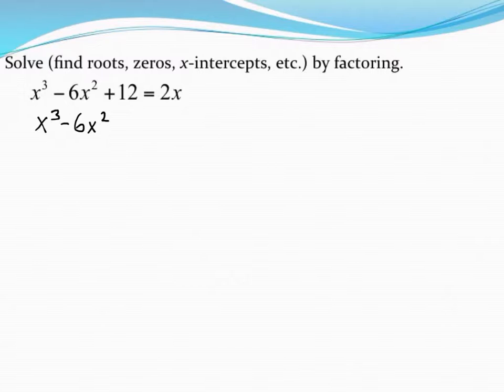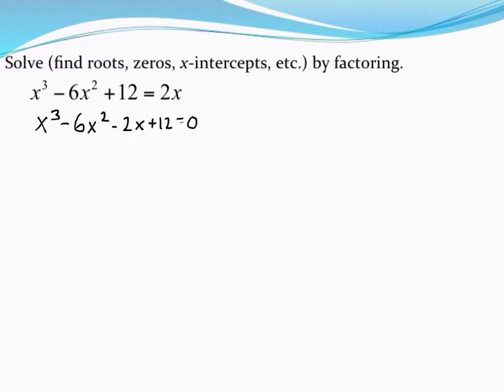You can probably guess I'm not going to write it at the end necessarily. I always want to be in descending order. So I'm going to say negative 2x and then plus 12 equal to 0. Now that you're equal to 0, start with the greatest common factor. There's nothing that all 4 terms have in common. Some people try to take an x out, but that 12 at the end does not have an x, so they don't have anything in common.